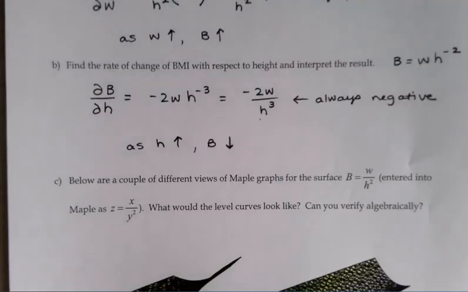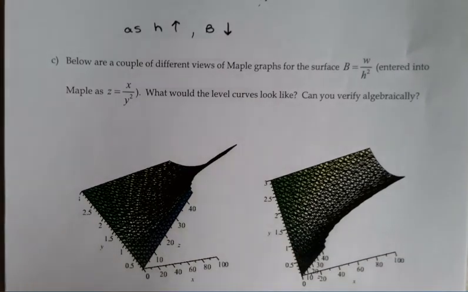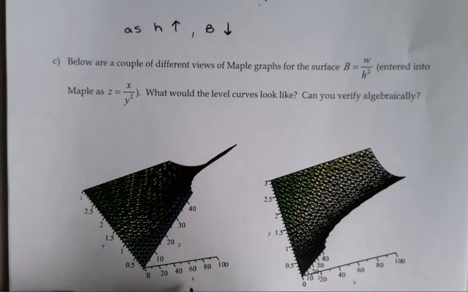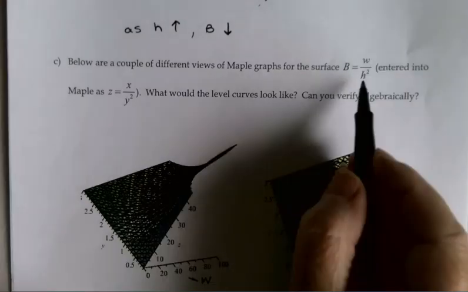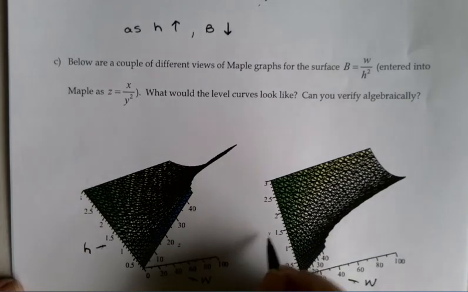All right, we'll keep those in mind, and we're going to take a look at an interpretation that has to do with level curves. Remember, I mentioned those things would come back to haunt us a few times, and here's one of them. What you're seeing here are a couple of different views of Maple graphs for the surface B equals W over H squared. I entered this into Maple as x over y squared. So x corresponds to weight, so this is really the weight axis. And y corresponds to h, so this is my y-axis. This really is the h-axis.